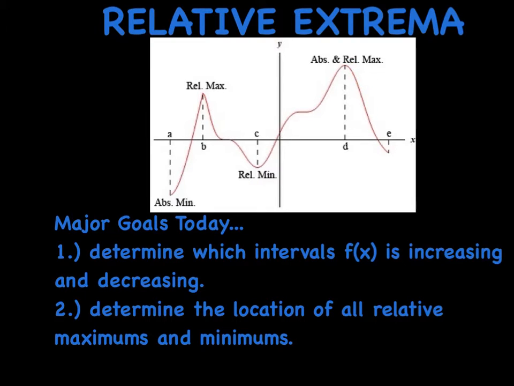The other major theme tonight is to find the exact locations of all of our relative maximums and minimums. A little side note, we're going to save absolute mins and absolute maxes for tomorrow night. But tonight, at our relative max here, you'll notice f changed from increasing to decreasing. Then we've got a relative min here where f changed from decreasing to increasing, and then another relative max up here. So a function can have a lot of different relative maxes spread throughout the function.